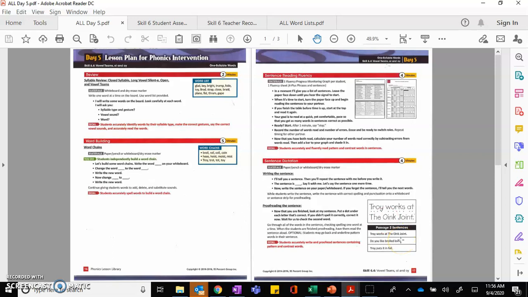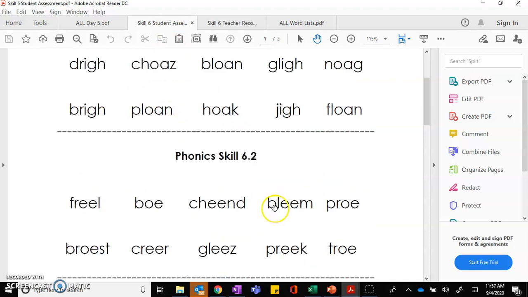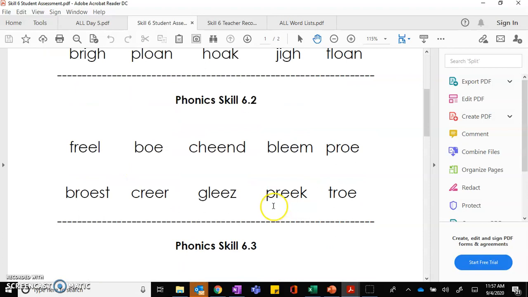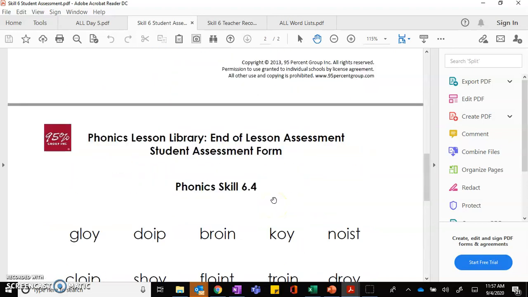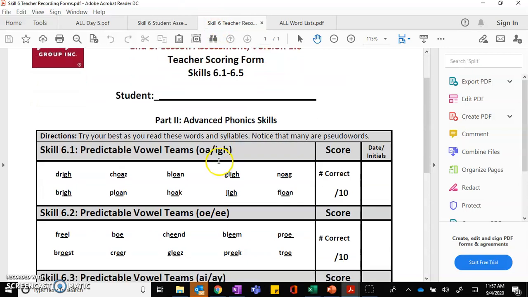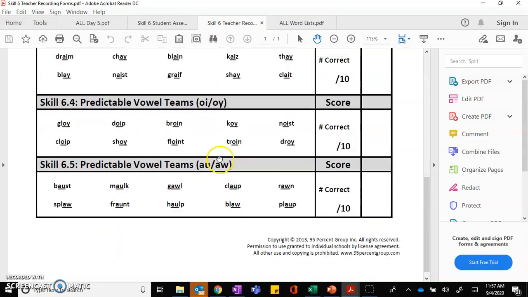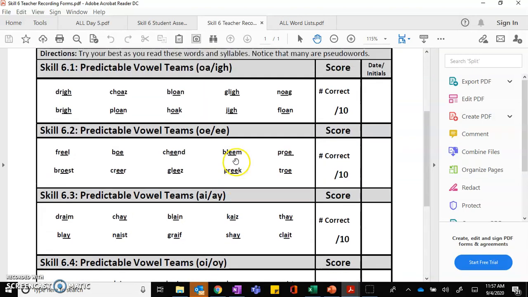There's also a decoding assessment that you can give, and what you'll find will be in the OneNote. You will find the phonics skill end of lesson assessments, and so you've got 10 words for each phonics skill. Just a quick decoding check on 10 words from that particular pattern. And then the teacher sheet looks like this. So you would just keep this sheet throughout all of skill 6, and you would have all the information for skill 6 as you go along.